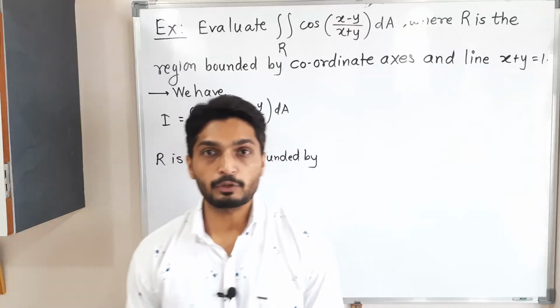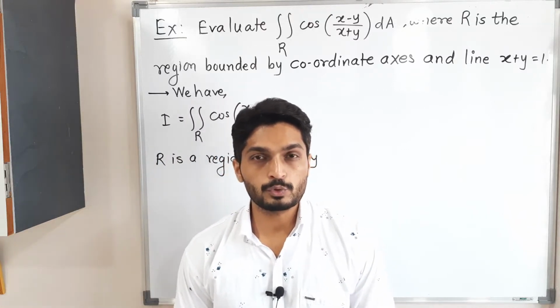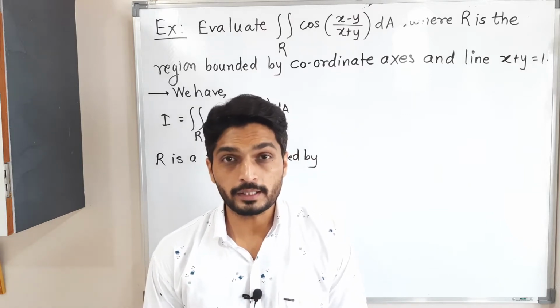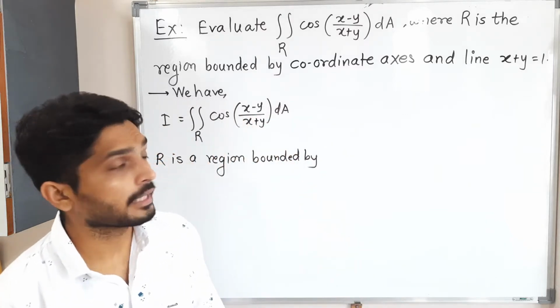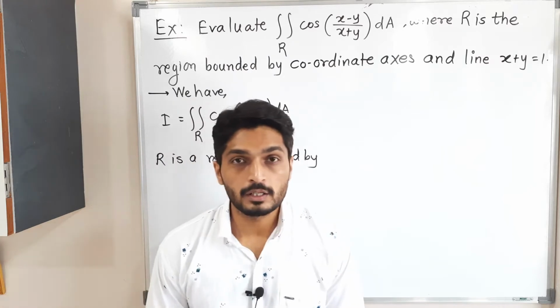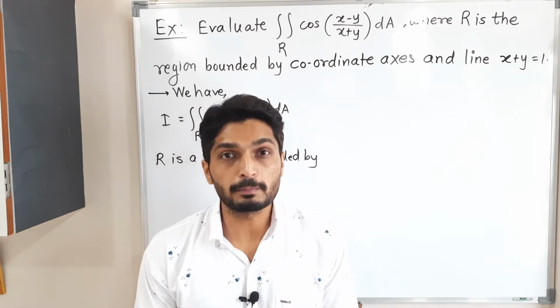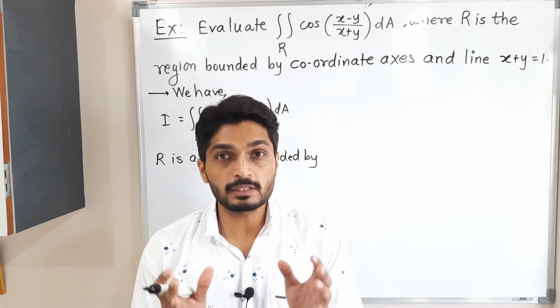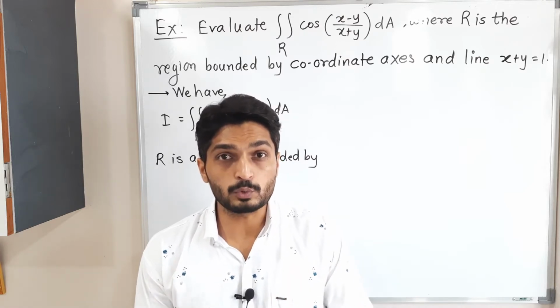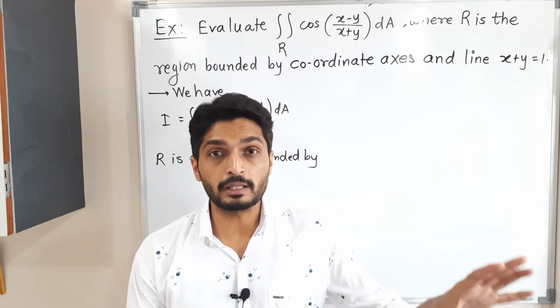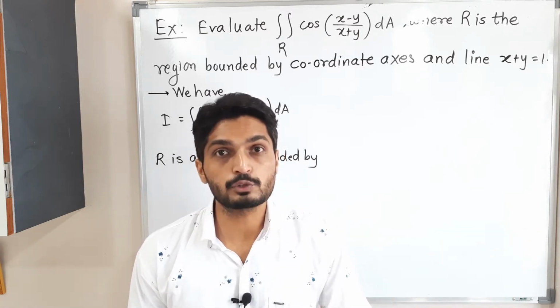Let's solve this example of double integration. So we have to solve this integration where the region is bounded by the coordinate axes and the line x plus y is equal to 1. We are going to solve this problem by the change of variable method. That means we are going to shift this problem from the xy plane to another plane, the UV plane, and in that domain the problem will be simpler and we will solve it.